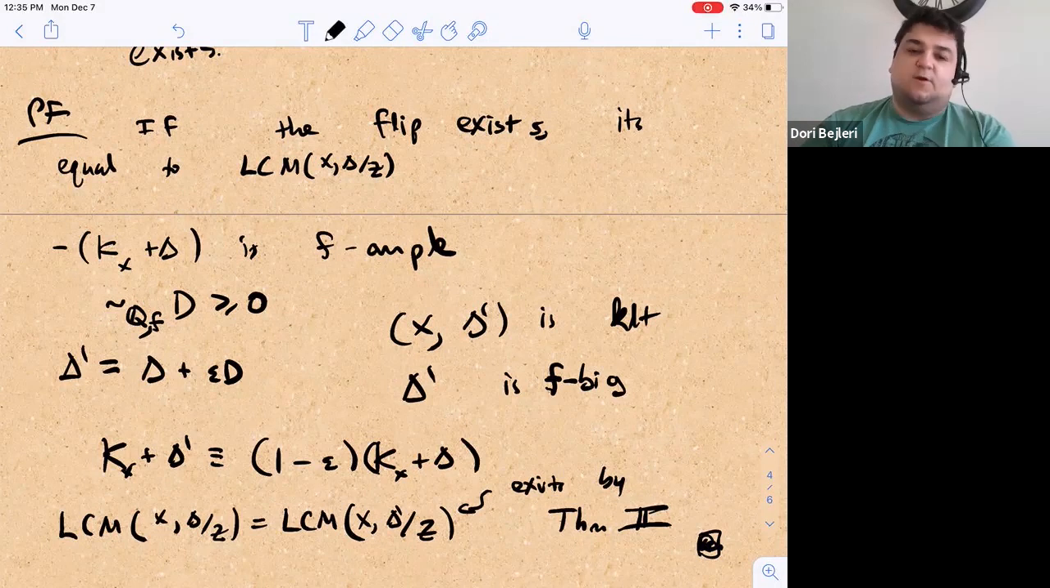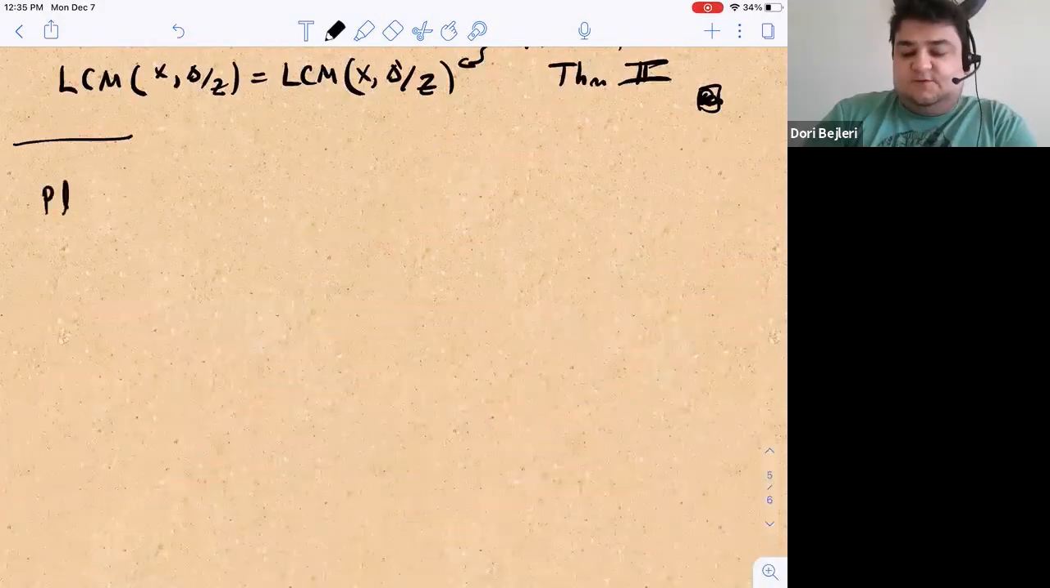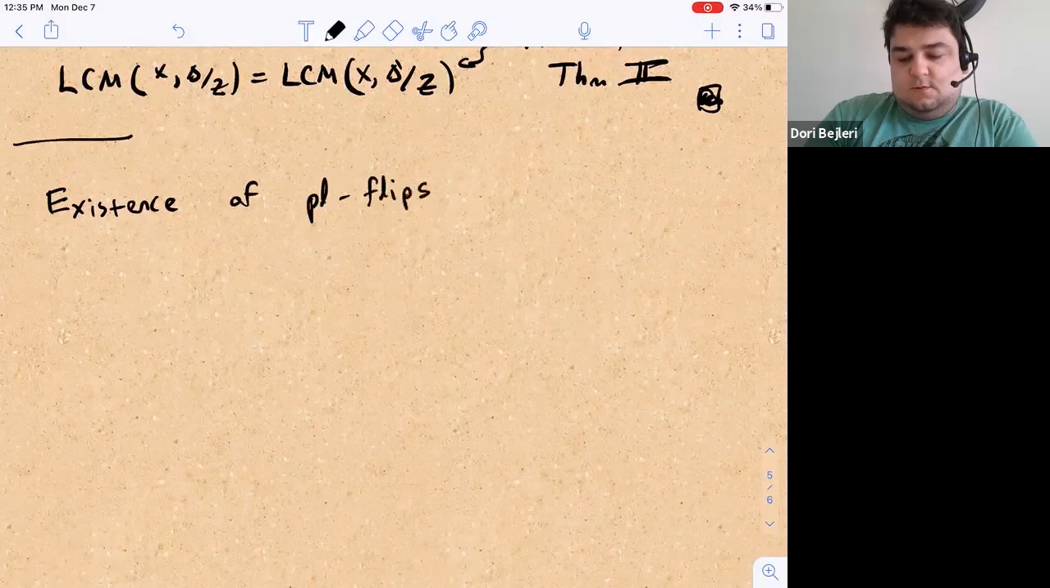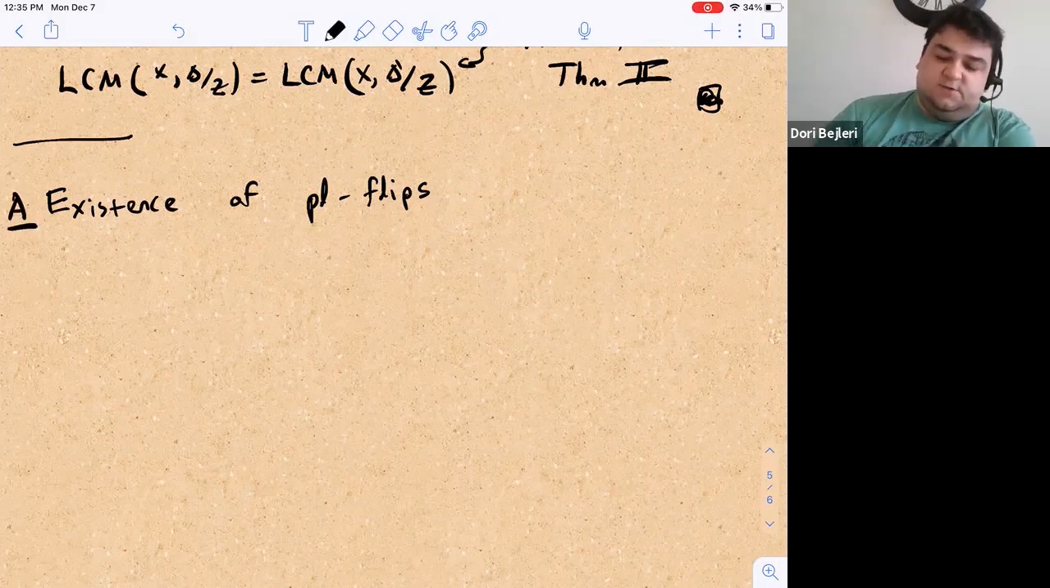So I wanted to summarize the actual results that they prove by induction on dimension, that then combine to give you these main theorems. So the first one is existence of PL flips, which we already spoke about last class. I'll label them in the same way that they label them in the paper. So what they call theorem A is existence of PL flips.